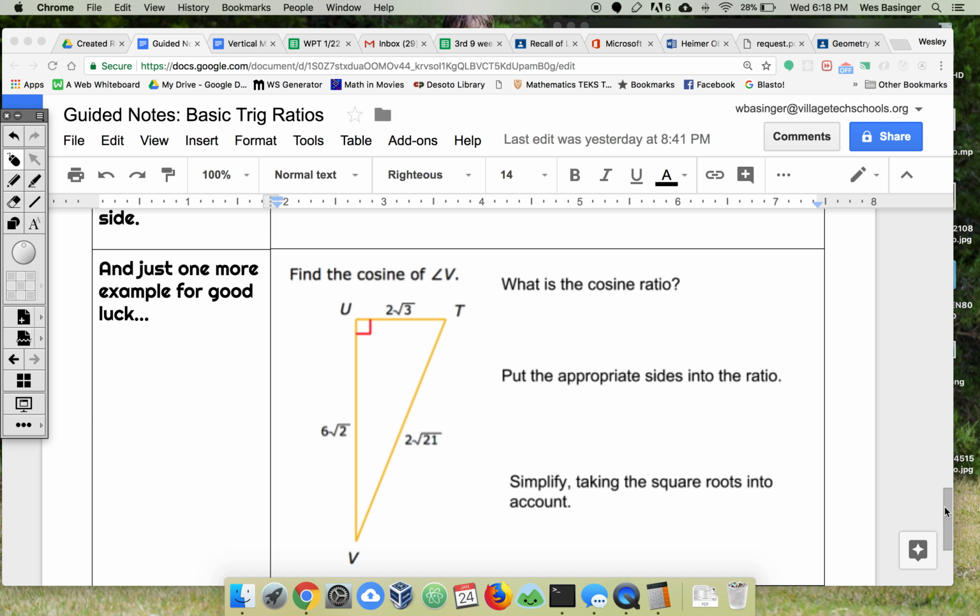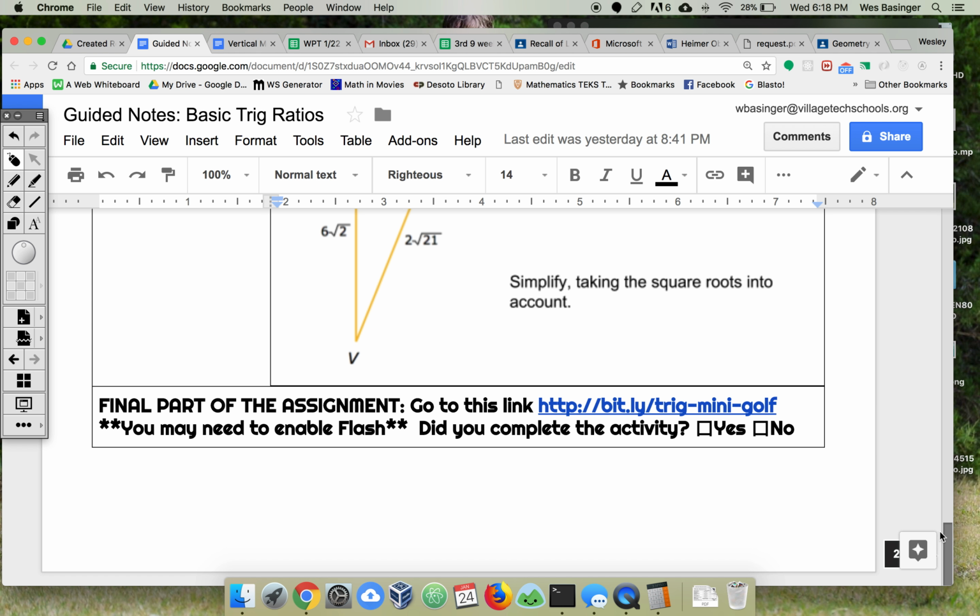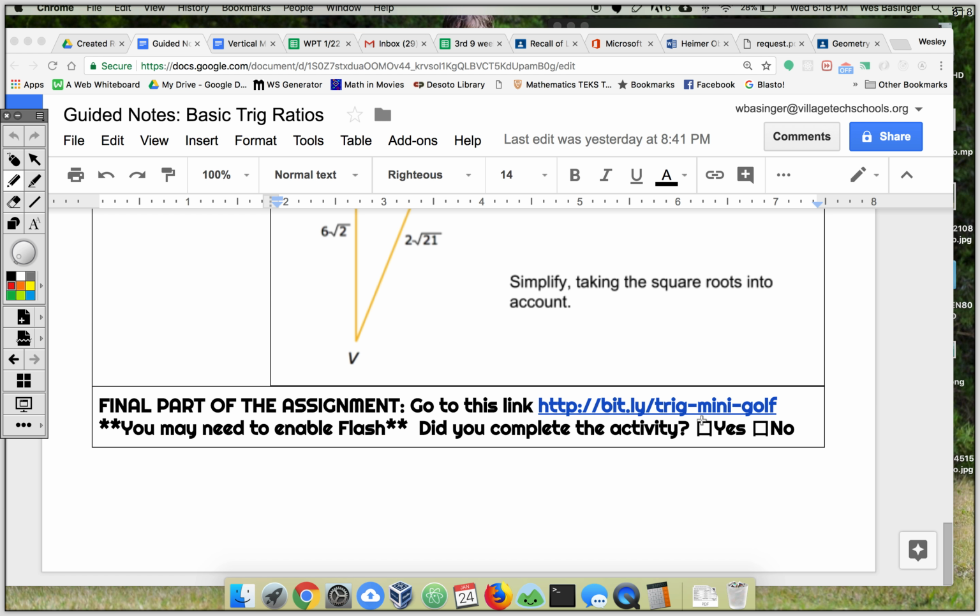All right, the last thing I have for you is this link takes you to a fun little activity where you can work some trig ratios and play like a pretend game of mini golf. All I need you to do is go through the activity, and then when you get done, just go ahead and check. And just, it'd be nice to tell me how many levels you got to at the bottom here.